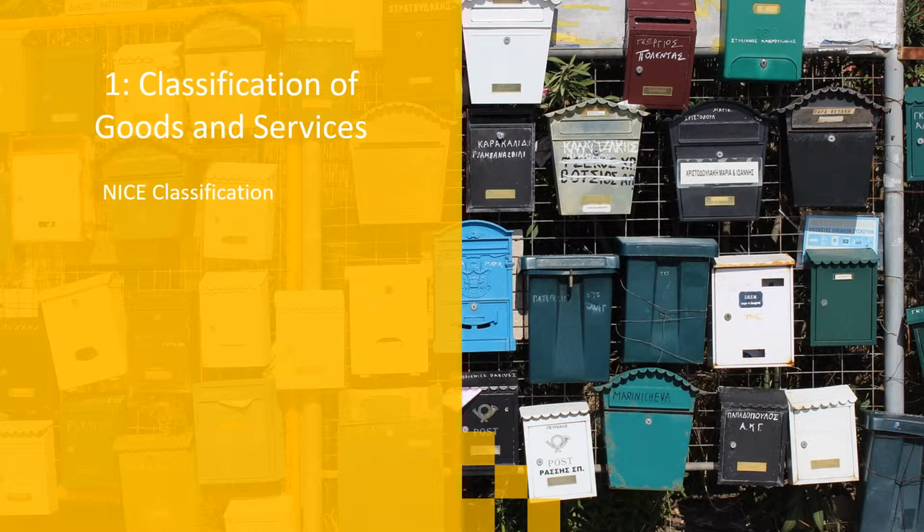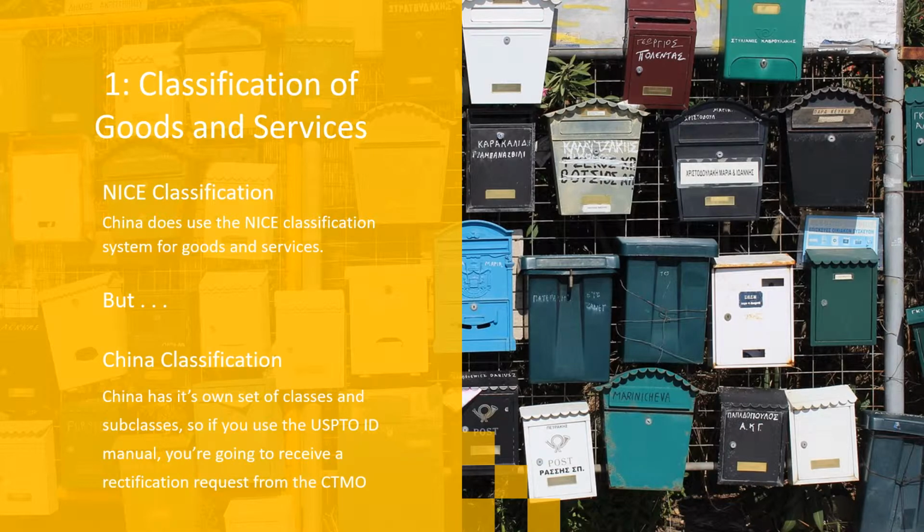into the Chinese system. Well, it's true that China uses the NIS classification system. They actually have their own set of classes and subclasses. If you submit your trademark filing using the USPTO ID manual, you may submit a class that does not exist in the Chinese classification system. Then you'll get a rectification request from the China Trademark Office to fix your classes. So the best thing to do is use the China classification system in the first place.